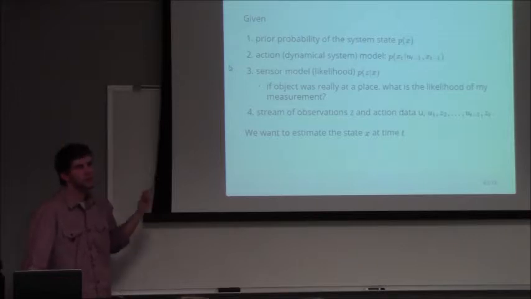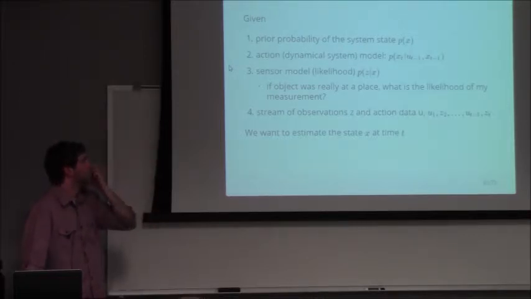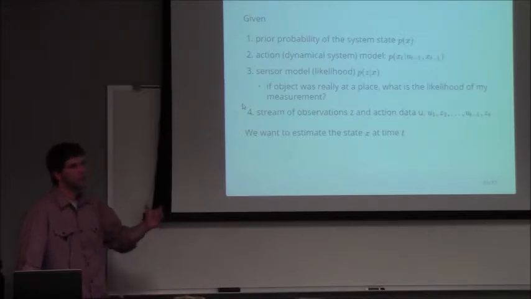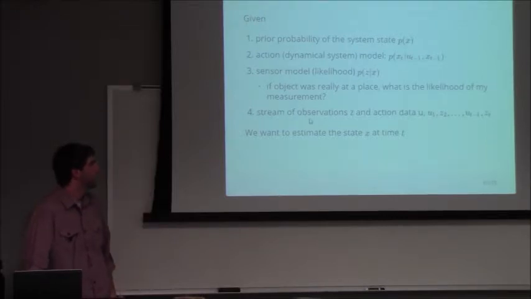So then people turn to Bayes filters. And essentially you have a prior probability of where this thing started. You have some dynamics model of how it moves, and you have this likelihood. So if the object was really at some place, what's the likelihood that I measured it correctly? And then you continue to get this stream of data over time. And again, we're trying to estimate this state x at time t.